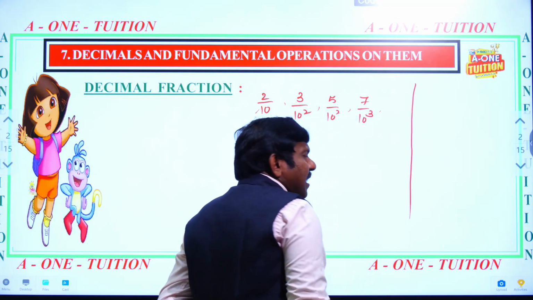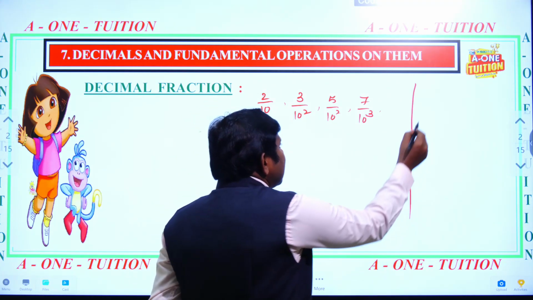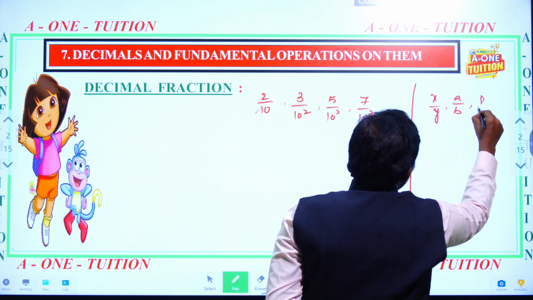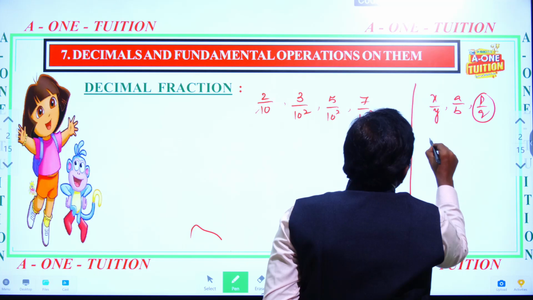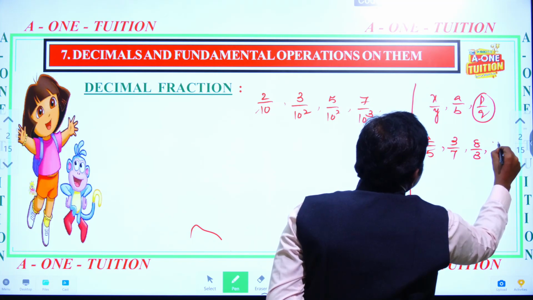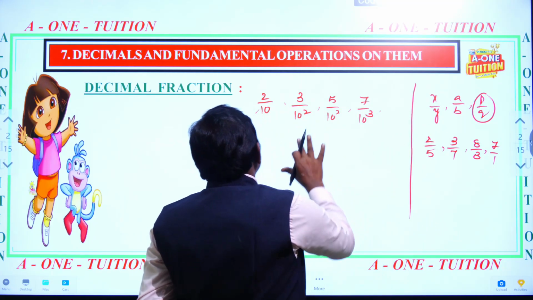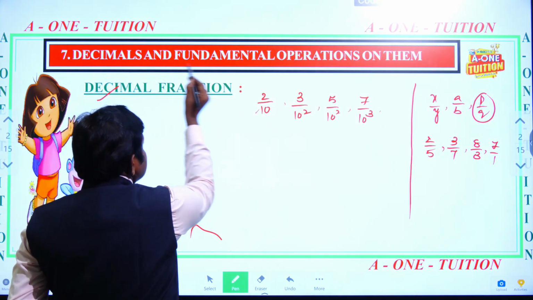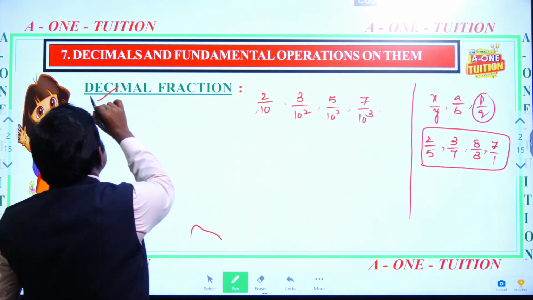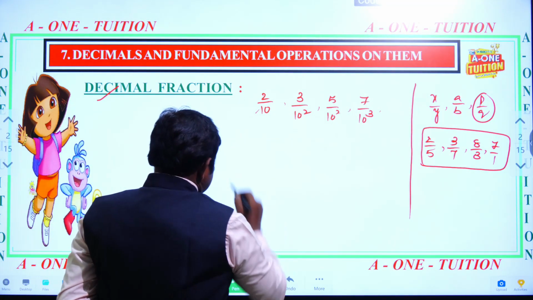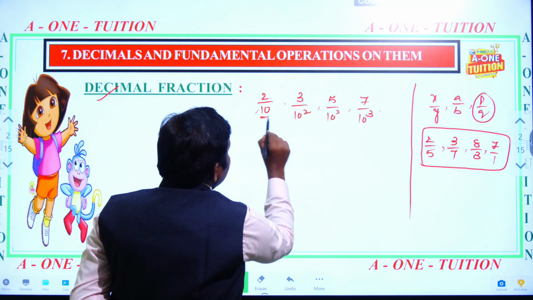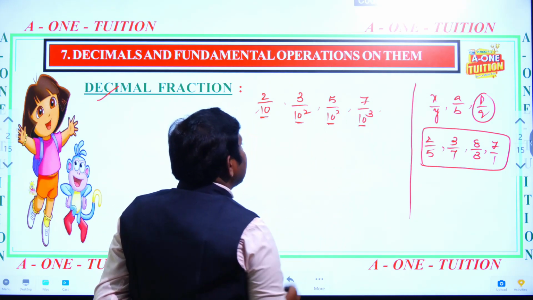If any number is in the form of p by q, x by y, or a by b, it is a fraction number. So 2 by 5 is a fraction, 3 by 7 is a fraction, 8 by 3 is a fraction, 7 by 1 is a fraction. These are simply fractions only. But for decimal fractions, the denominator of the given fraction must be either 10 or a power of 10.